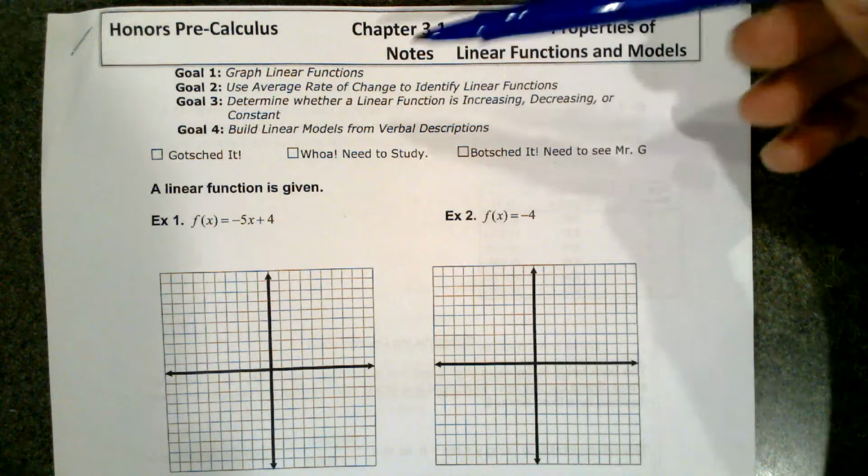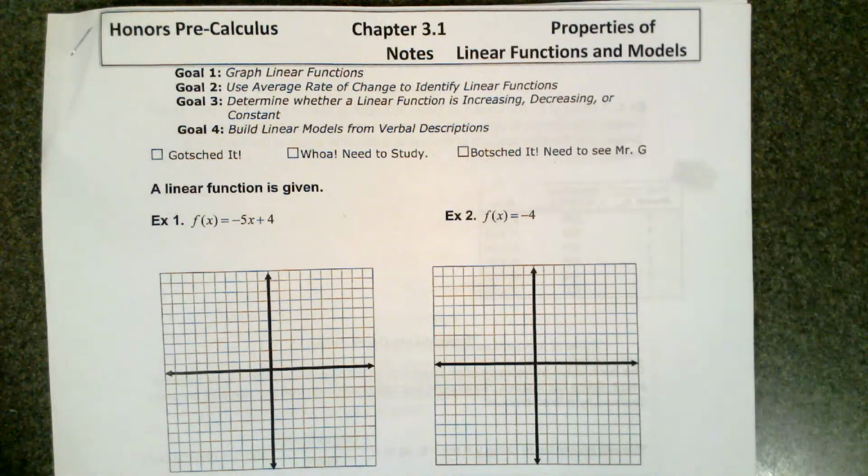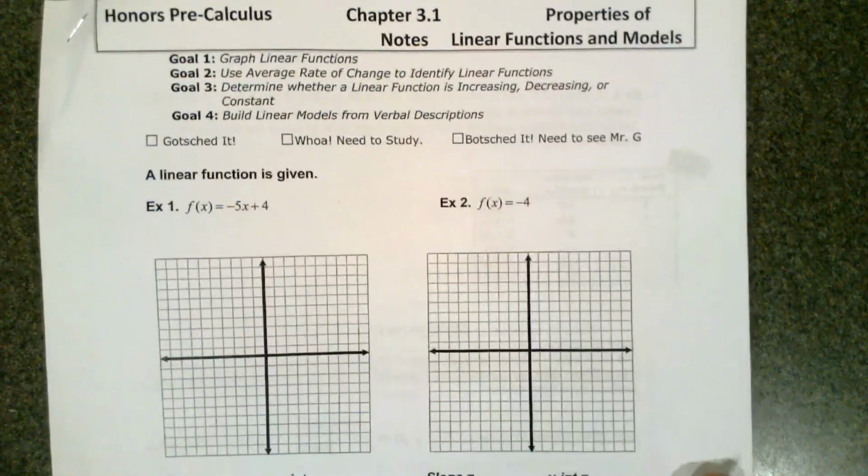So today we have 4 goals. Today we're going to graph linear functions. Super easy. We did that in Chapter 1.5. We're going to talk about average rate of change and identify linear functions. Determine whether a linear function is increasing, decreasing, or constant, and then we're going to build linear models from verbal descriptions. So the first thing we're going to do is take a look at these linear functions.